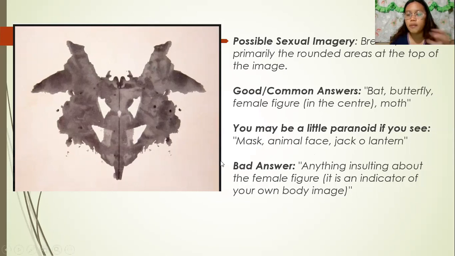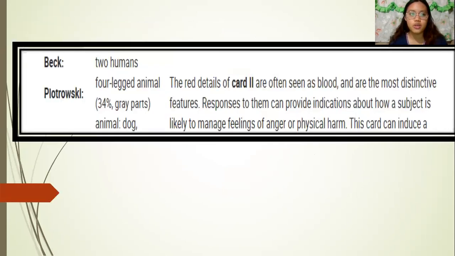So here are some possible answers or possible indicators, based on the response, that you have some emotional disturbance or mental disturbances. Another example is the response of two humans, four-legged animal. The red details of card 2 are often seen as blood, and are the most distinctive features.